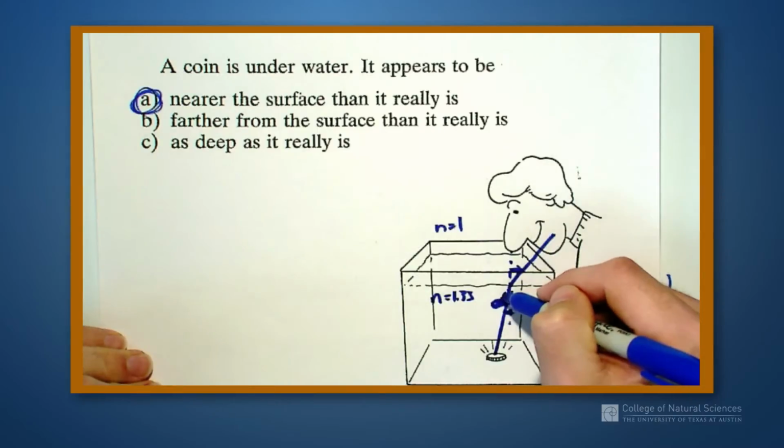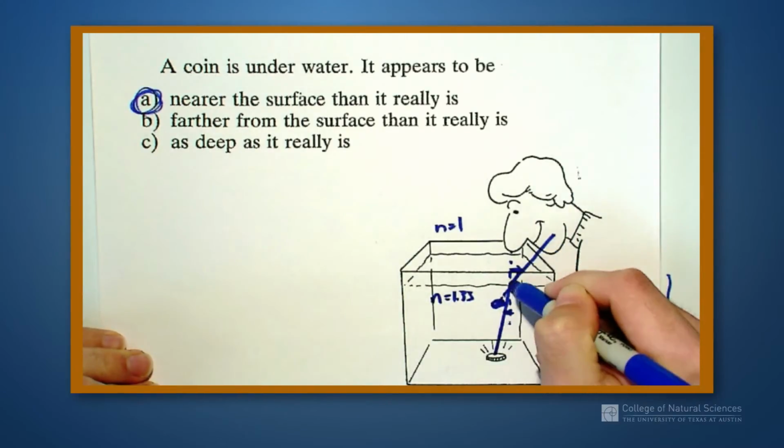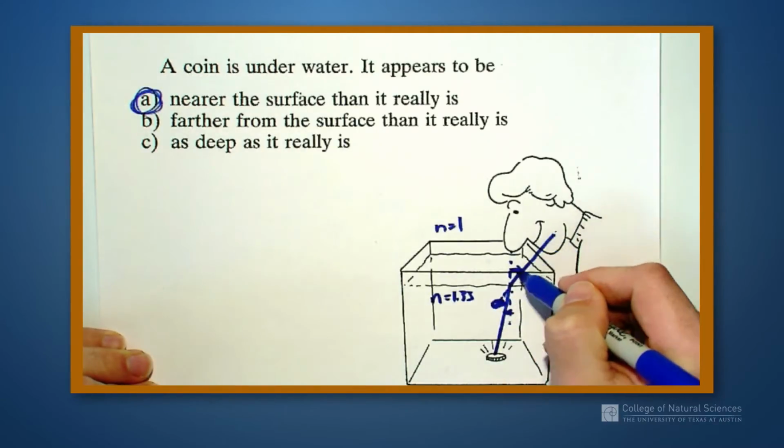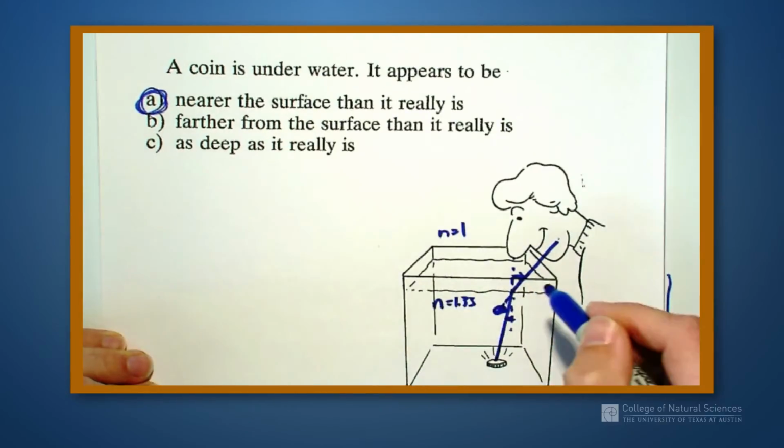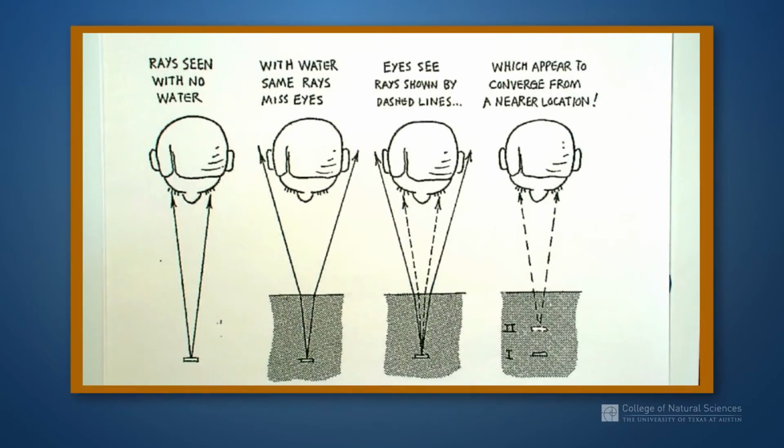You can't tell that the light bent at this point. So if the light goes from a high index of refraction to low, it gets bent out. We see the straight line, so we see that the coin appears to be higher than what it actually is. So as I said on the previous page, the coin looks like it's closer in.